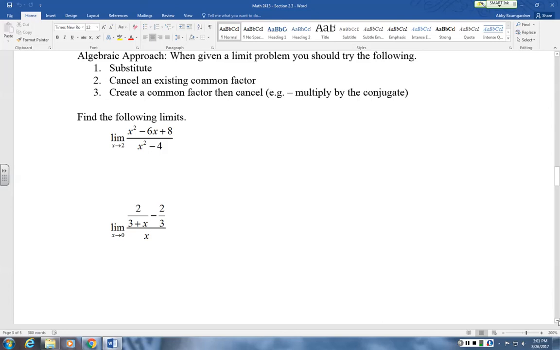If that doesn't work, then create a common factor. That's usually something like multiplying by the conjugate, or maybe reducing so that you can get it down to a common factor that is cancelable. All right, so we're just going to pluck away at these. Of all the sections, this particular section probably has the most missed problems on the first exam. This is algebra, and for whatever reason, students struggle with it.